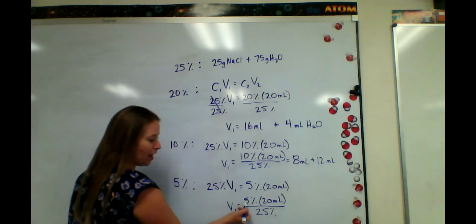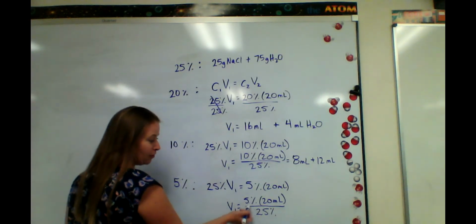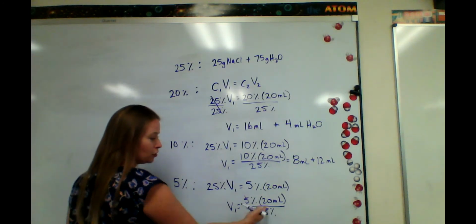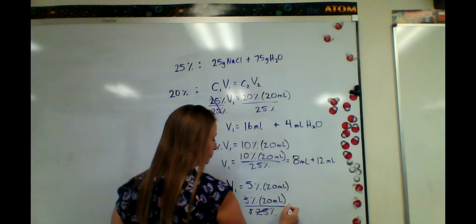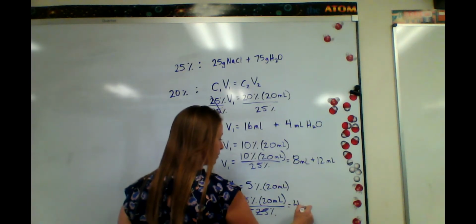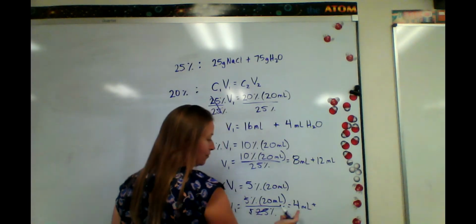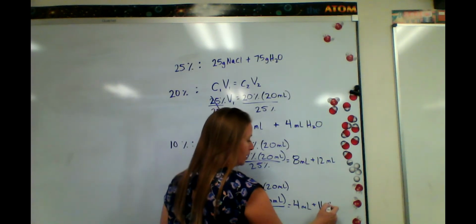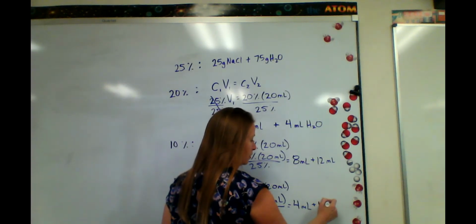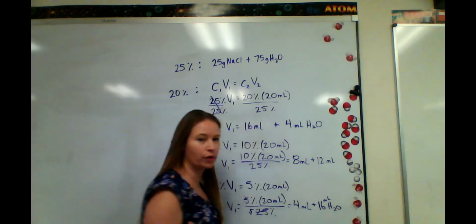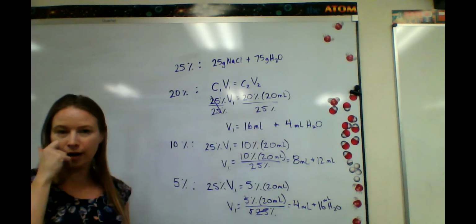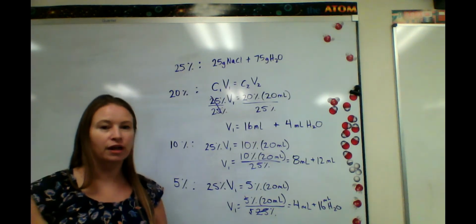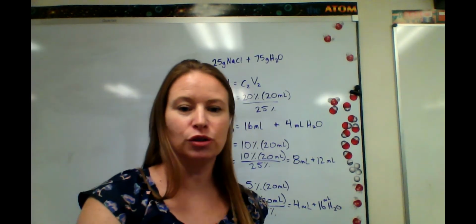So 5 over 25 is 1/5, right? 1/5. 20 divided by 5 is 4. 4 milliliters. And if I have only 4 milliliters of my stock solution, then the other 16 is going to be H2O. 16 milliliters of H2O. Okay, so now we can prepare our 4 solutions that we are going to find the density of.